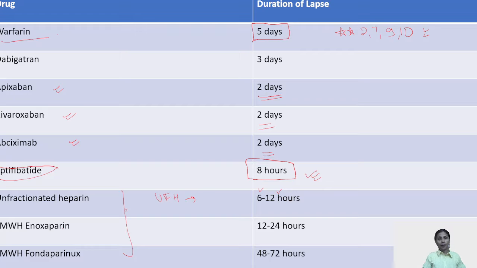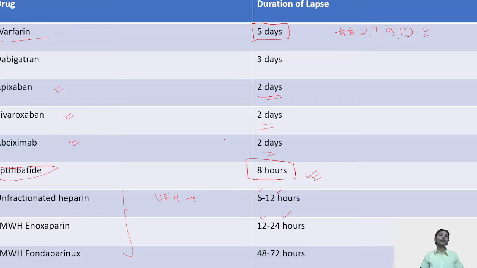Talking about enoxaparin, enoxaparin has to be stopped 12 hours prior to surgery if being given prophylactically, and 24 hours prior to surgery if therapeutic. Whereas fondaparinux has to be stopped around 48 hours prior to surgery if being given prophylactically, and 72 hours if therapeutic dose is being given. All these drugs which I have marked are very important to remember from the point of view of your MCQs, especially the heparins, the warfarin and the clopidogrel and the aspirin.